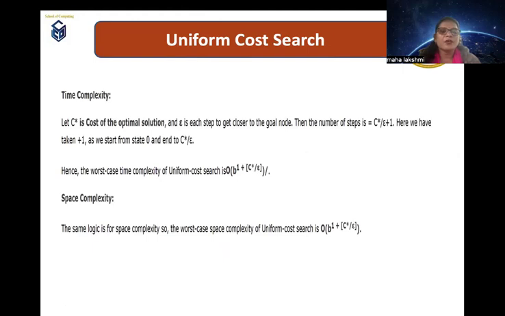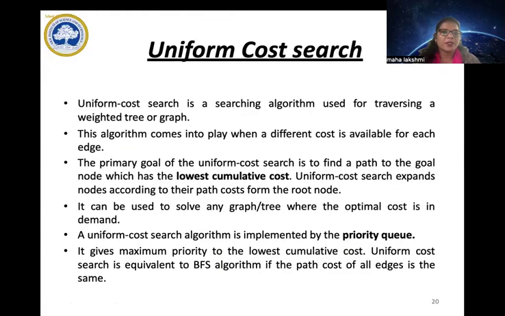Hence, the worst case time complexity of uniform cost search is O(b^(1 + C*/ε)). Space complexity: with the same logic, the worst case space complexity of uniform cost search is also O(b^(1 + C*/ε)). As a conclusion, uniform cost search is a search algorithm used for traversing a weighted tree or graph.